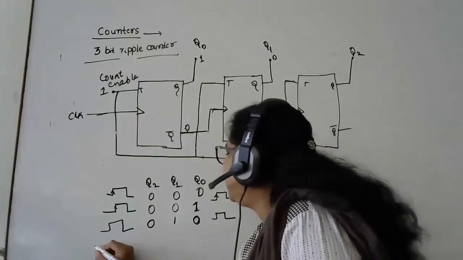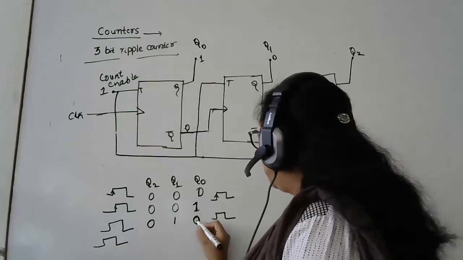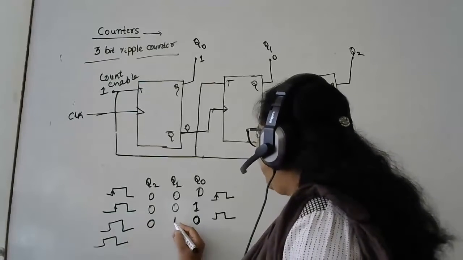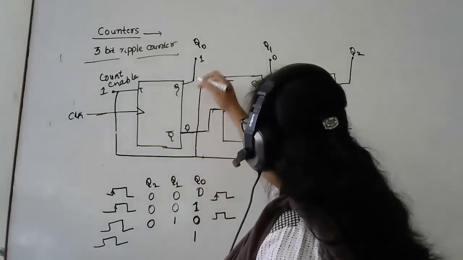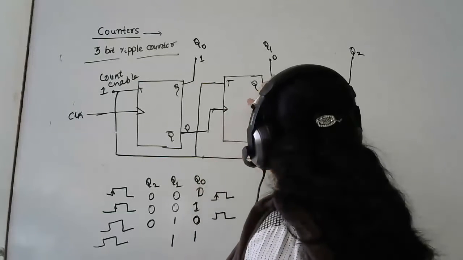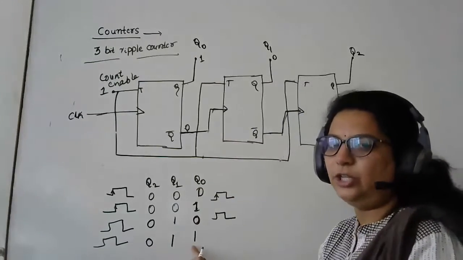During the next clock pulse, what happens now? This was 0, this is 1, this is 1. As this was 0, when I apply the next clock pulse, this becomes 1. What will happen to this? As this becomes 1, this will be 0, so this is in a no change condition. And as this is 1, this will also be 0. So this will be the no change condition. See, I got it as 0, 1, 1.